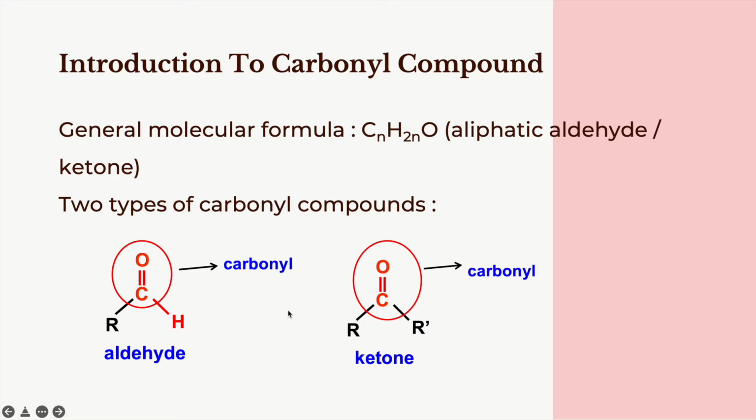These two are called carbonyl compounds because they have the same functional group, C double bond O. This is the carbonyl group. For aldehyde, the carbon that has the double bond O has one hydrogen. But for ketone, the carbon that has the double bond O has no hydrogen attached to it. That is the difference between aldehyde and ketone.